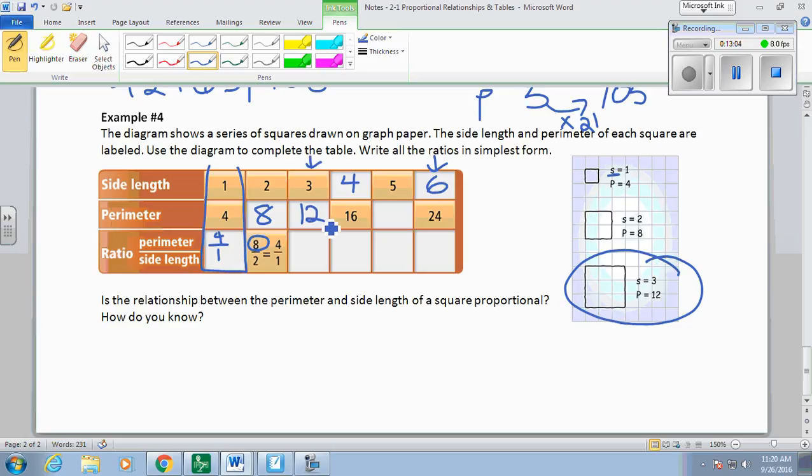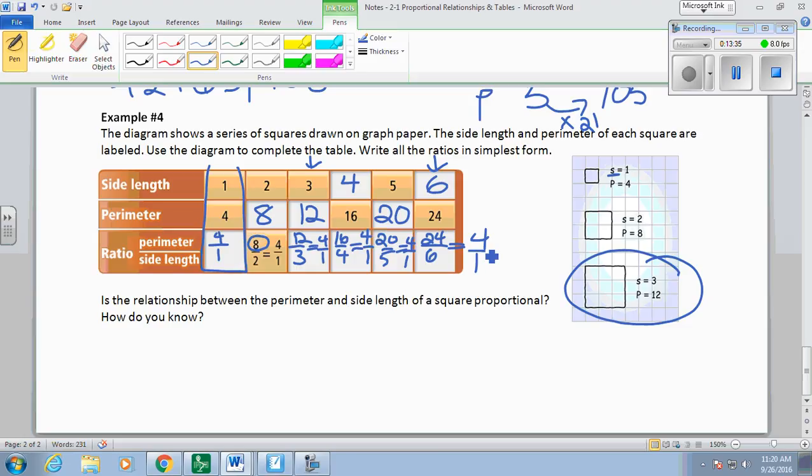Again, they gave us that information. So if I do 12 thirds, that'll give me 4 firsts. Now if I do 16 fourths, again, that gives me 4 firsts. And I apologize, my handwriting looks terrible. If my side length is 5, 5 times 4 will give me 20, so 20/5 will give me 4 firsts. And let's hopefully make sure that this does reduce down to 4 firsts, and it does.